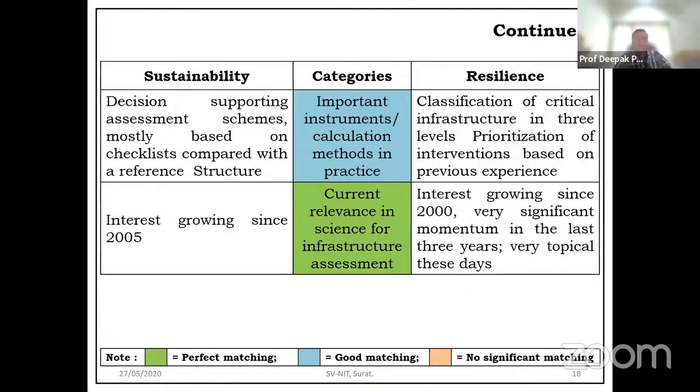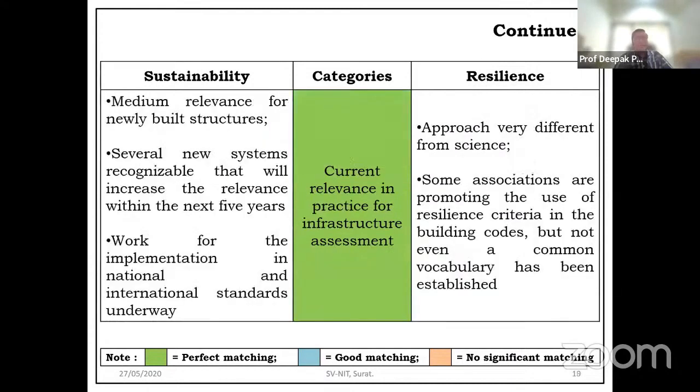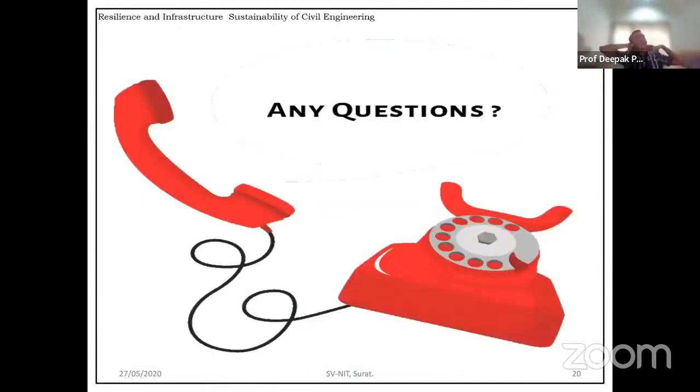So here these are the decision supports. When we construct new sustainable structures, at that time we have to consider sustainability, and suppose you have to simulate it. Suppose any disaster occurs, then resilience comes into the picture.